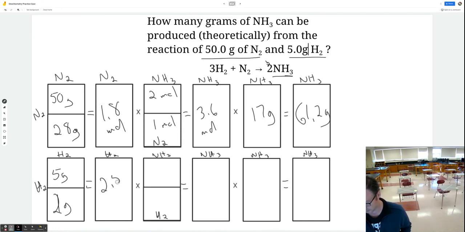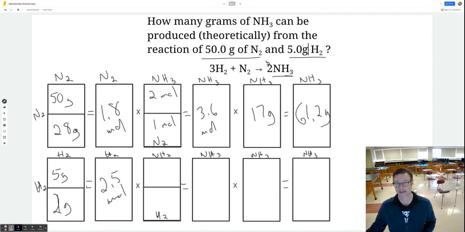So 2.5 moles. Just here, I want to show you, right? You said, oh, well, 50 grams is 10 times 5 grams, so obviously that's not going to be the limiting reactant. But look here, there's actually more moles of hydrogen in 5 grams than there are moles of nitrogen in 50 grams. So you have to kind of carry it through because it's not always as obvious as it seems.